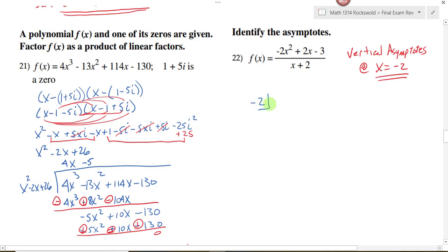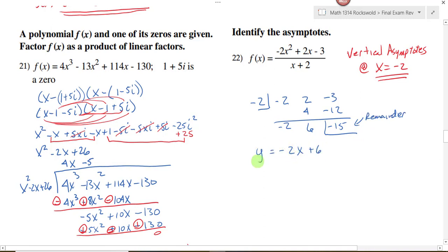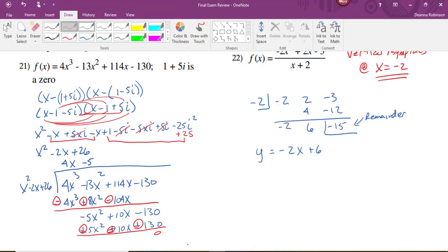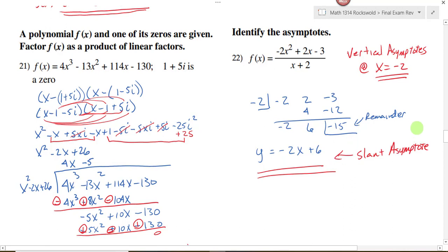I'm going to use synthetic division to do my division, so my coefficients are -2, 2, and -3. So I drop down the -2. -2 times -2 is 4. 2 plus 4 is 6. -2 times 6 is -12, and -12 minus 3 is -15. This part is my remainder. This is -2x plus 6, and this is the equation of my slant asymptote. It's a linear equation. So this rational function has a vertical asymptote at x equals -2 and a slant asymptote along the line y equals -2x plus 6.